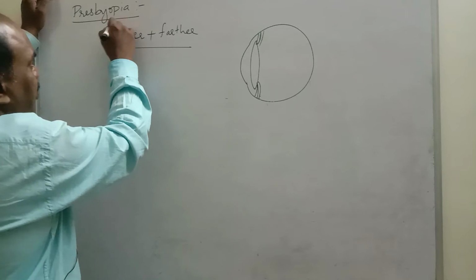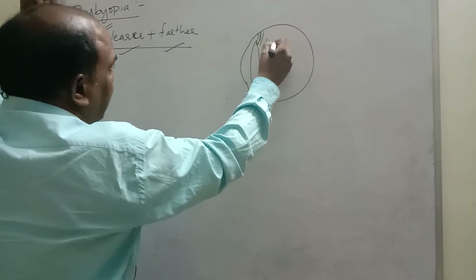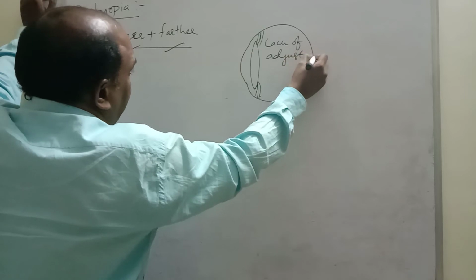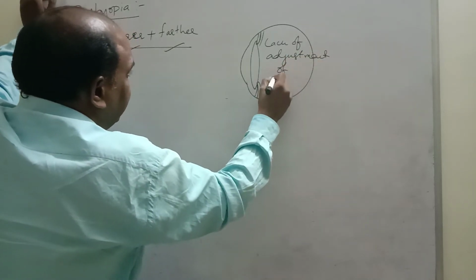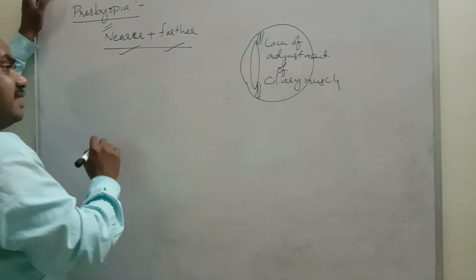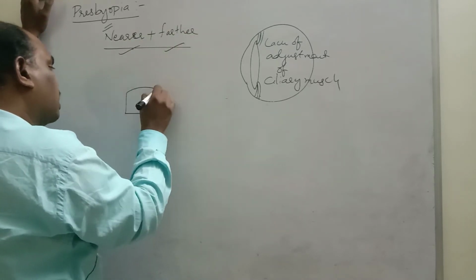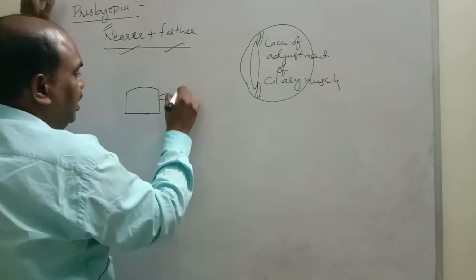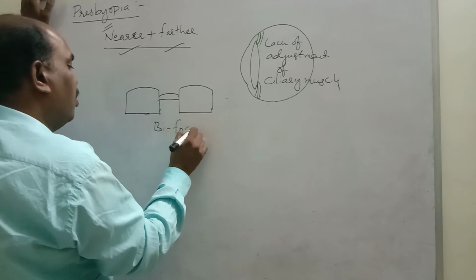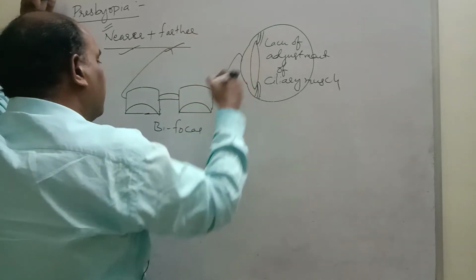This is called presbyopia. Presbyopia patients cannot see both nearer and farther objects because of lack of adjustment of ciliary muscles. Our eye lens cannot adjust, so both objects cannot be seen. At that time, the doctor will suggest this kind of lens. This kind of lens is called a bifocal lens. Bifocal is a combination of both convex and concave. This is the bifocal lens.